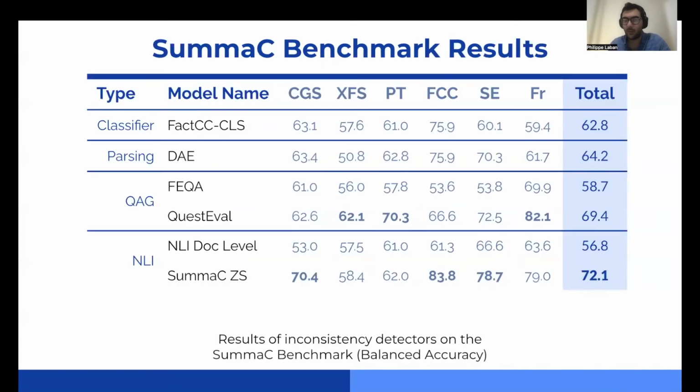Looking at the results on the benchmark, SummaC zero-shot outperforms other methods based on QAG or a parsing method or even a classifier trained on the entire FACTCC synthetic data. And it obtains state-of-the-art on the benchmark. If you look closely at each of the data sets, you see that QuestEval, which is the state-of-the-art on several of these data sets prior to SummaC, is still a really strong performer. It achieves highest performance on 3 of the 6 subsets, but overall, SummaC zero-shot achieves the highest performance.